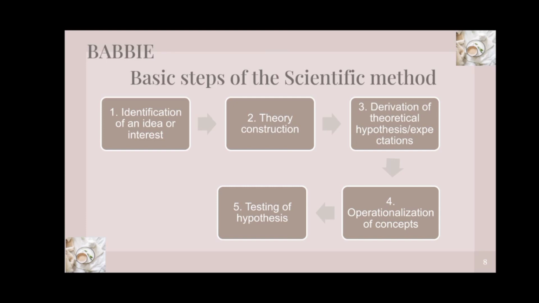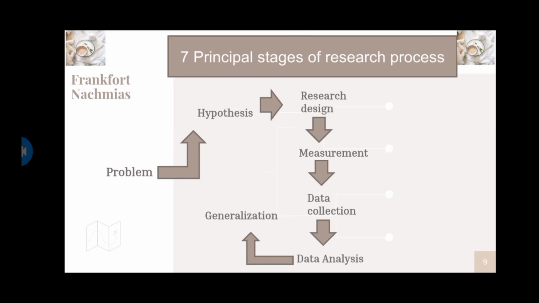He summarizes the basic steps of the scientific method as identification of an idea or interest, theory construction, derivation of theoretical hypothesis or expectation, operationalization of concept, and testing of hypothesis. According to Frankfort-Nachmias, the research process consists of 7 principal stages, which are problem, hypothesis, research design, measurement, data collection, data analysis, and generalization.